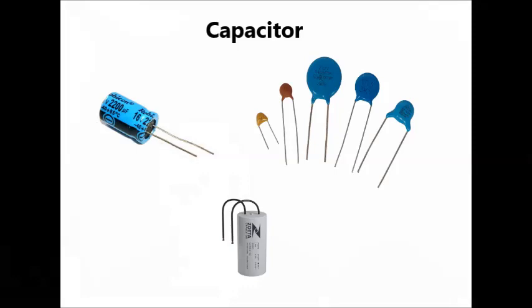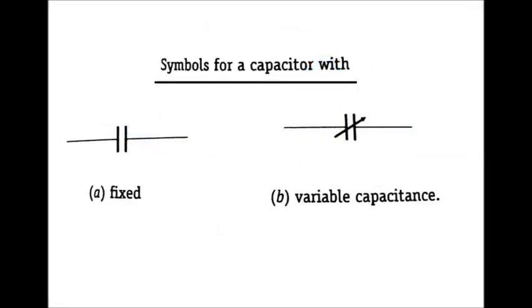Our next topic is the capacitor. A capacitor is an insulated conductor which is used to store electric charge or electric energy. These pictures show different types of capacitors. The symbolic representation of a capacitor is given. The first one, A, is a fixed capacitor, which means its capacitance is fixed. Look at the second one, B. It's a variable capacitor. You can vary its capacitance.